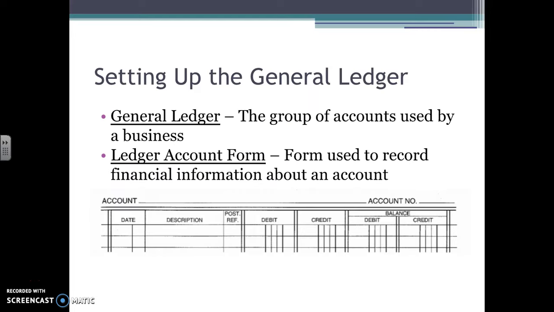Section 1, setting up the General Ledger. What exactly is the General Ledger? The General Ledger is the group of accounts used by a business. Those are all the account titles that they have in one simple place, which records all of their balances. Ledger account form. Form used to record financial information about an account. Here is an example of a blank template of a ledger account.